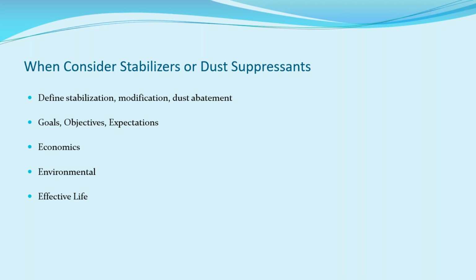There's some of the other ones, you can have some of the products that are feasible in one place work really well, but they're not very economical in another area because you have a different type of road material. The other thing you need to think about is the environmental.